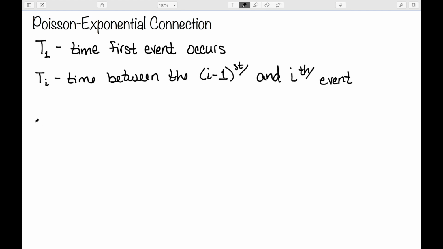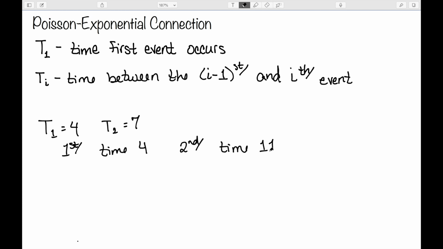So, as an example, let's suppose t1 is equal to 4 and t2 is equal to 7. So that means the first event happened at time 4, whereas the second event happened at time 11. Since the first one happened at time 4 and the second one happened 7 time units later, so a total of 11. And these times, t1, t2, t3, etc., are known as interarrival times.